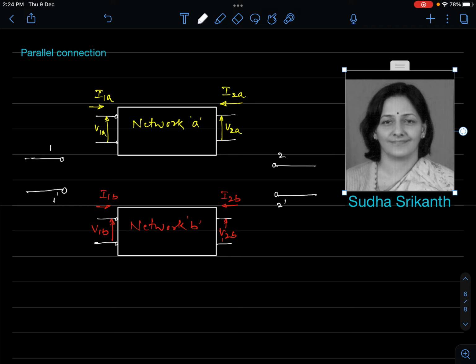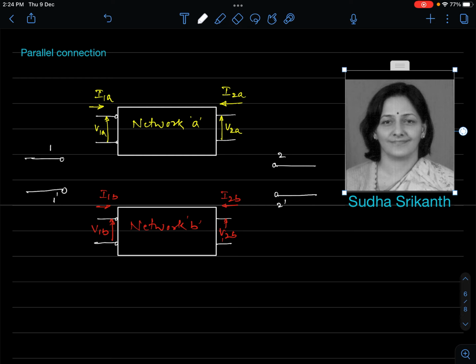In this video, I have taken up parallel connection of networks. I've already done a video on series connection of two networks and how to obtain the resultant parameters of a resultant network which is obtained after paralleling two independent networks. That is the objective of this video. Okay, so we have network A and network B.